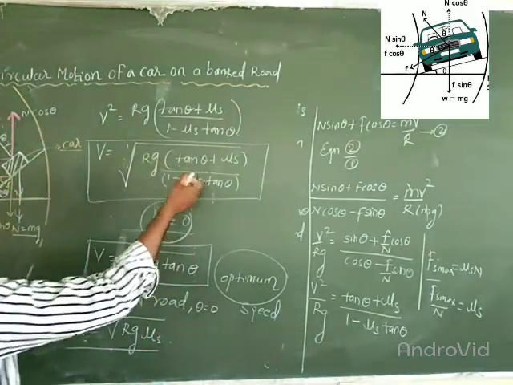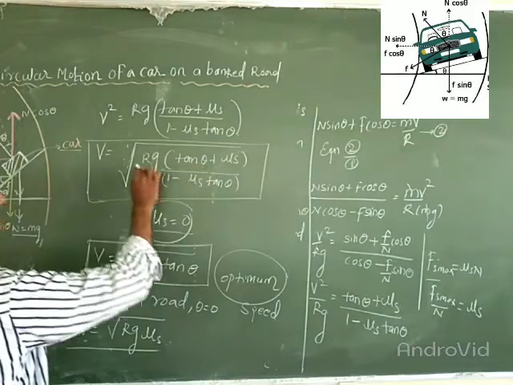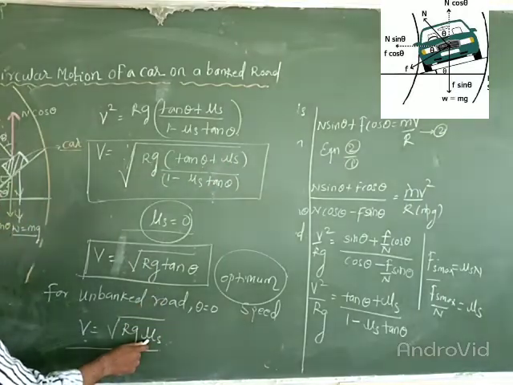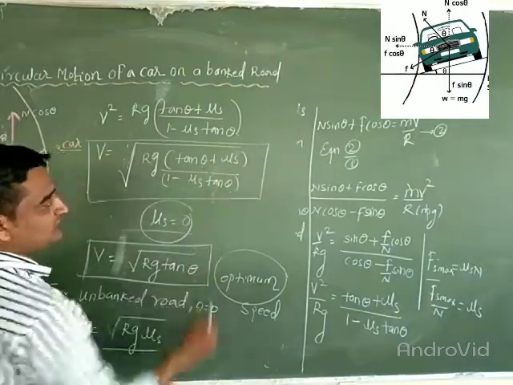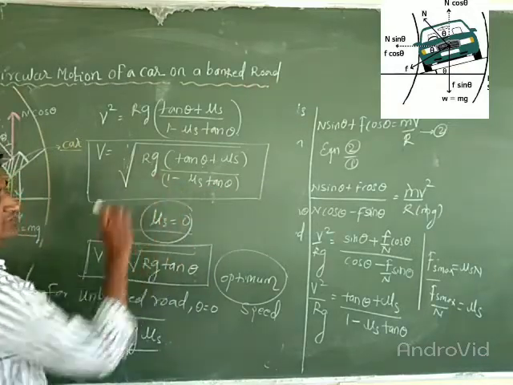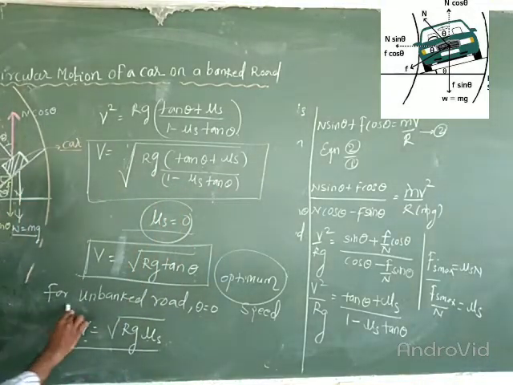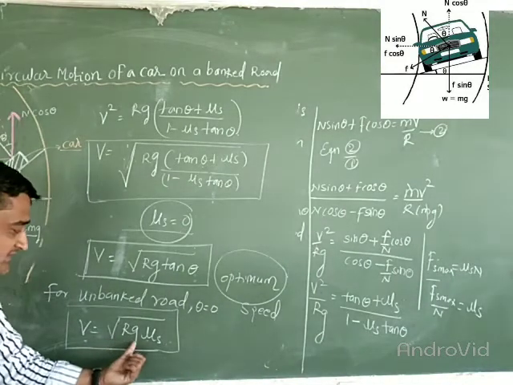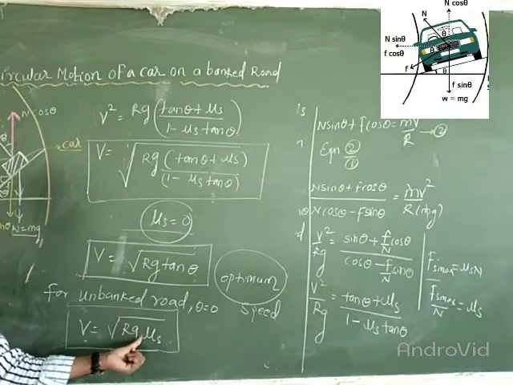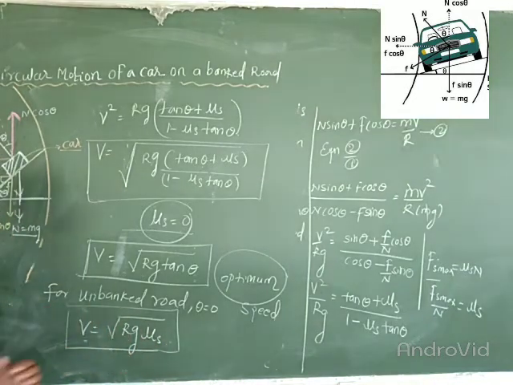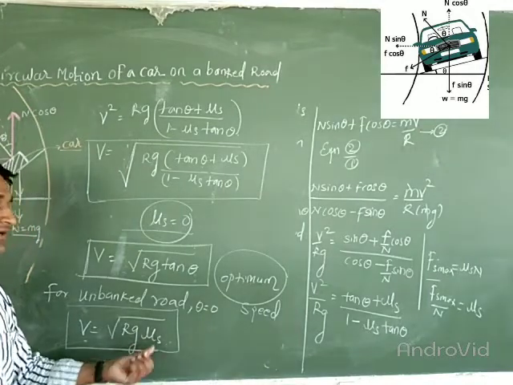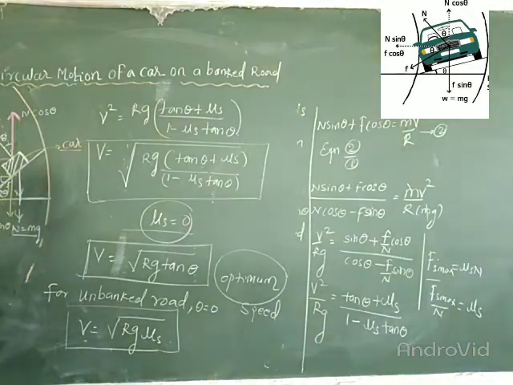In this expression, if you put theta is equal to 0, the term tan theta becomes 0, so in the numerator you get Rg into mu s. The denominator also: mu s into tan theta is 0, so in the denominator you will get 1. So for unbanked roads, the maximum safe speed of a vehicle is square root of rg into mu s. Here g is the acceleration due to gravity and r is the radius of the circular path. So we have to construct the road by considering the radius, the acceleration due to gravity, and also mu s, that is the coefficient of static friction, right?